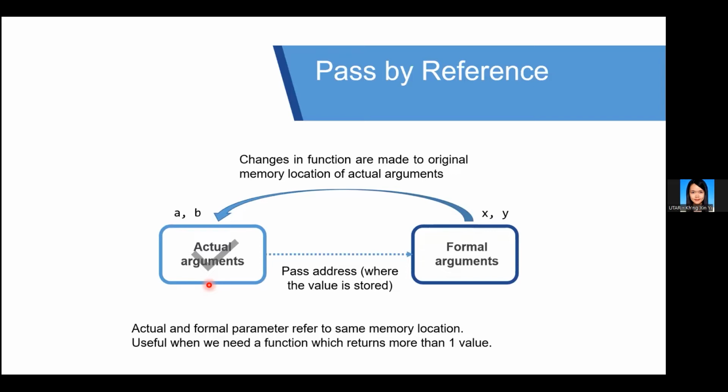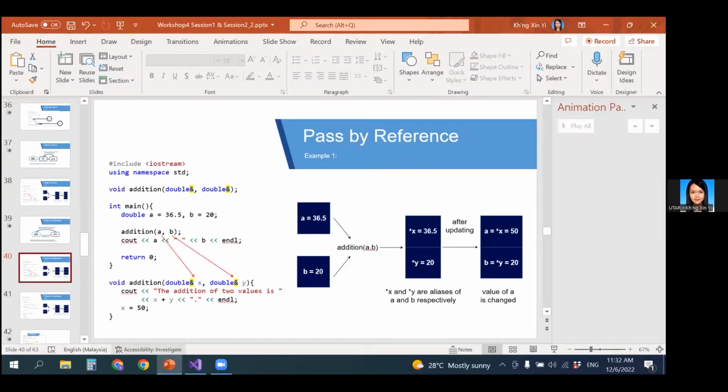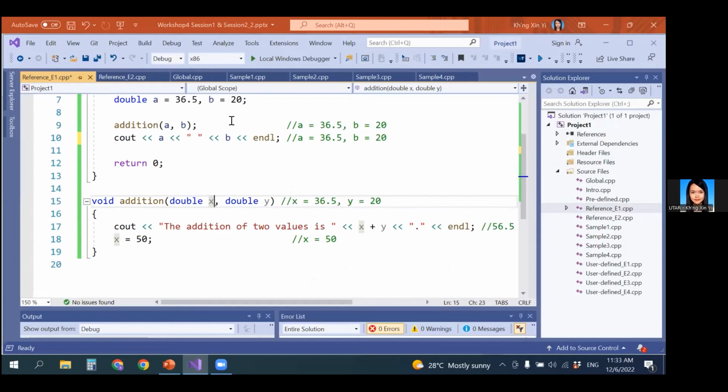Any changes made to the Y will be detected for B. Okay, then I want to discuss two examples so that you know how this pass by reference actually works. So let us look at the sample code that we have just now. Because we just passed down the value, it's not going to bring back any updated value.